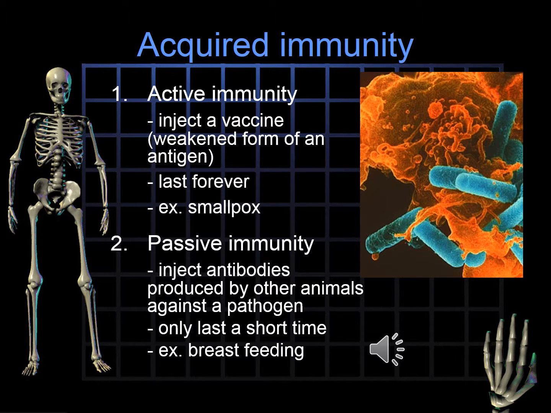So, acquired immunity, active immunity, injected vaccine, weakened form of an antigen. So, what we've done is gone, oh, well, when you get sick, the second time you don't get as sick. Well, what we've done is gone, great. We can get these bad guys that infect people all the time. And that would be the chicken pox. That would be diphtheria. That would be all of the stuff that you get vaccines for, all those injections you get when you go get vaccines.